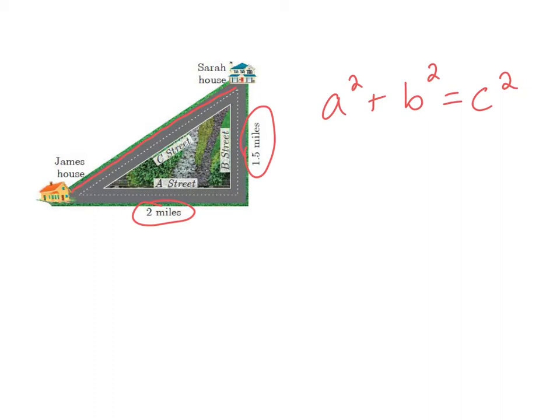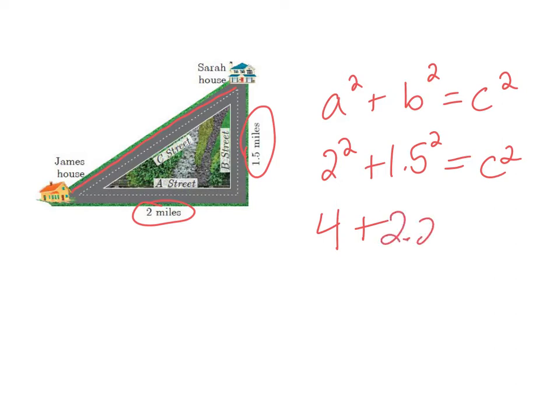So first I'm going to take the length of street A, which is 2 miles. So I have 2 squared plus 1.5 squared. So that's the length of street B, and it's okay that it's a decimal. That's going to equal the length of the street between James' house and Sarah's house. So now if I go ahead and simplify, I have 2 squared, which is 4, plus 1.5 squared, which is 2.25. That has to equal C squared.